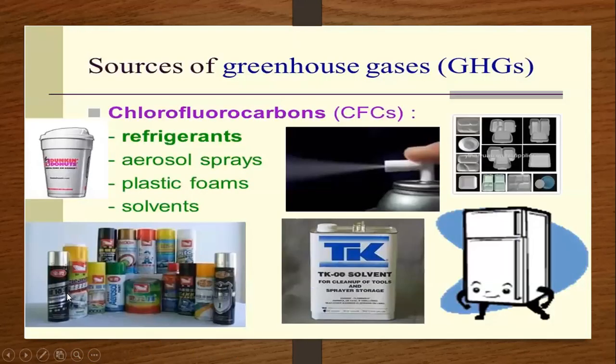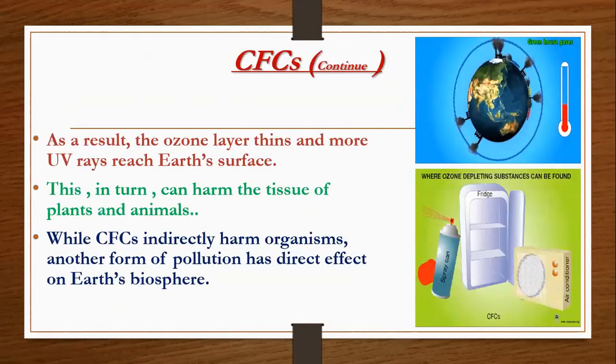CFCs, I will show you this picture. So these are the sources of CFCs: refrigerators, aerosols, plastic foam, solvents. I want to tell you that CFCs will react with the sunlight and harm the ozone layer. The chlorine mainly will harm the ozone layer, and thinning of this layer will introduce more ultraviolet radiation that will harm the Earth's surface. As a result, the ozone layer thins and more ultraviolet rays reach the Earth's surface.